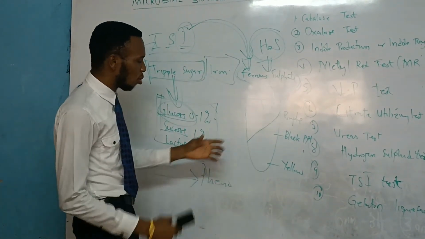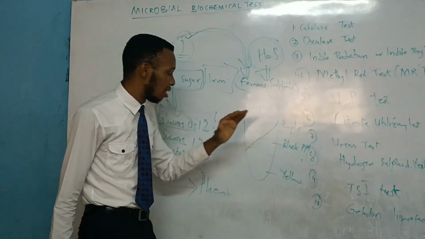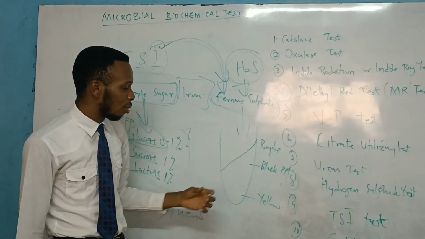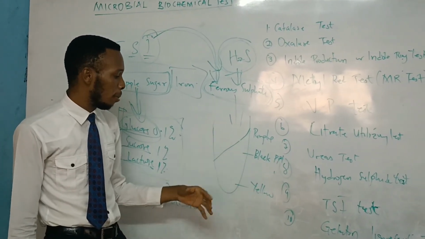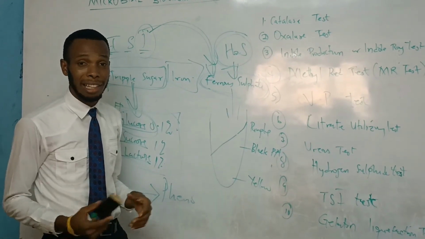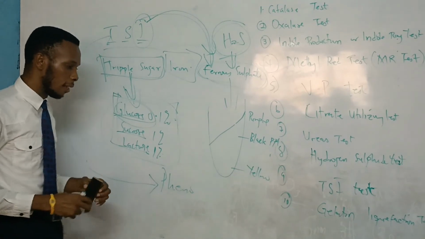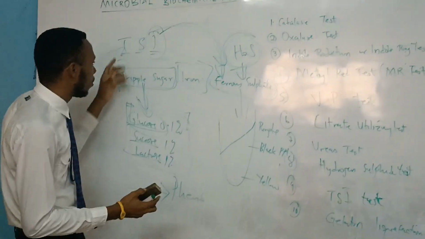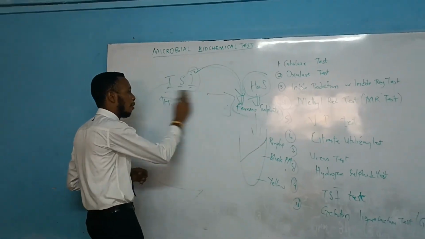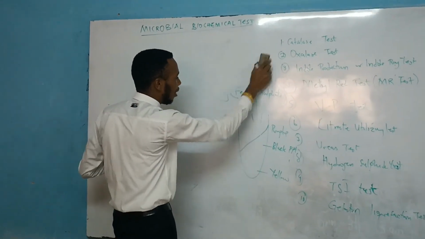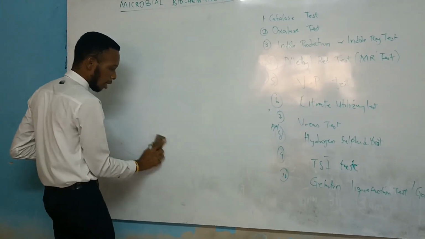So basically, this is what we usually see, especially in these two organisms, E. coli and Salmonella. We try as much as possible to relate this to Salmonella: black precipitate, purple slant. Although there are other biochemical tests that we can run to be sure of what we are seeing. So basically, that is what usually happens with the TSI test. Sorry for my handwriting. Now let's look at the last one before we call it a day.